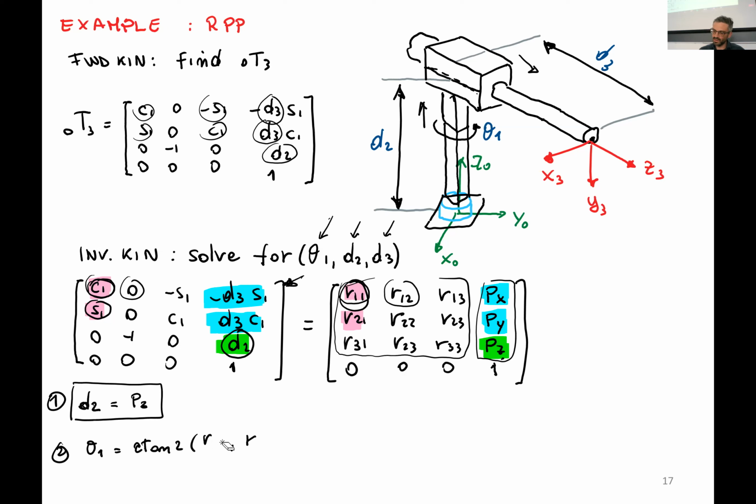But there was a mistake here. First, we need to put the sign, right? And then the cosine. And we got this. So we got these 2. Now for d3, it's a little bit more involved. Do you have any idea?